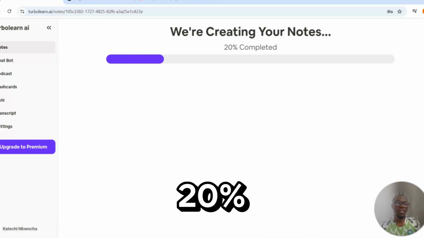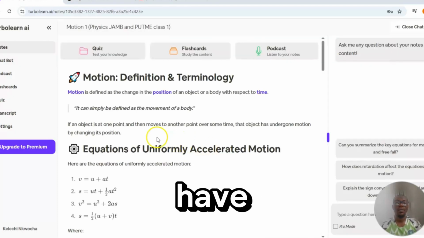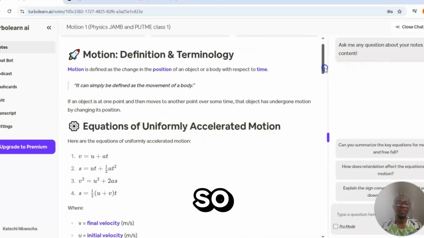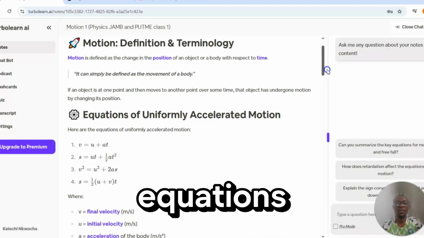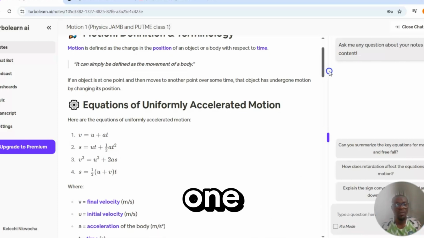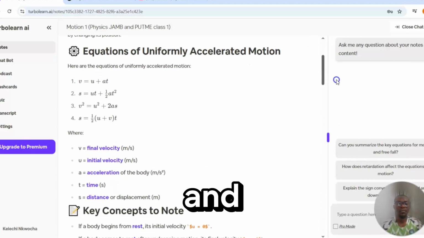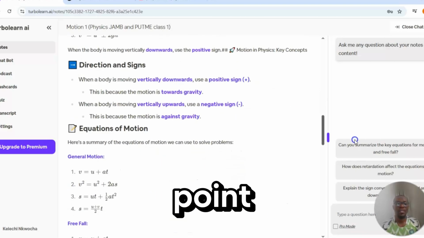Okay, it's 20% completed, 30, it's a bit fast this time around, but I will pause it so I don't waste your time. We have our note here. I think this is quite relatable. This is the equations of uniformly accelerated motion. You did this in your SS1, I think, and you have all this down to this point here.